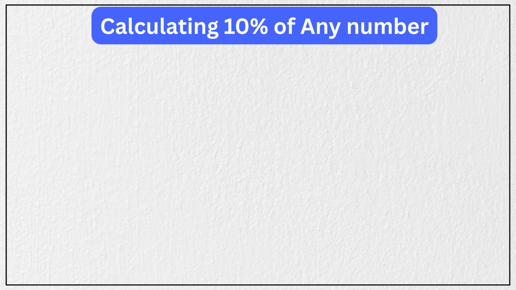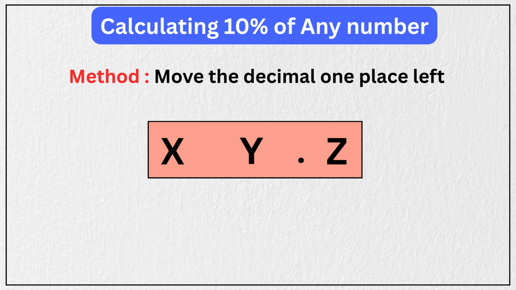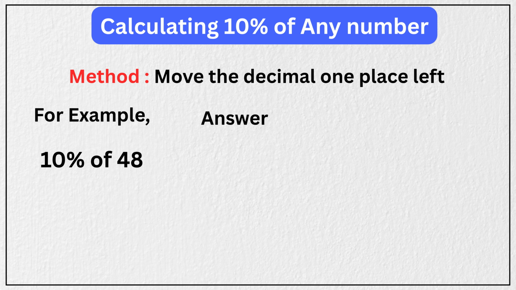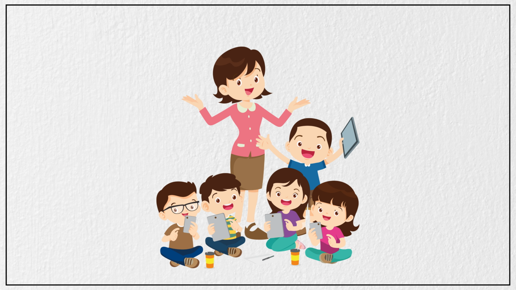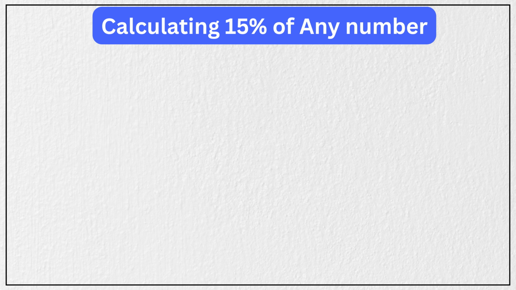Calculating 10%. The method is simple. We just need to move the decimal point one place to the left. For example, 10% of 48. Move the decimal one place left, that is 4.8. 10% of 8.6. Move the decimal one place left, that is 0.86. Easy? Now let's try to calculate 15%.